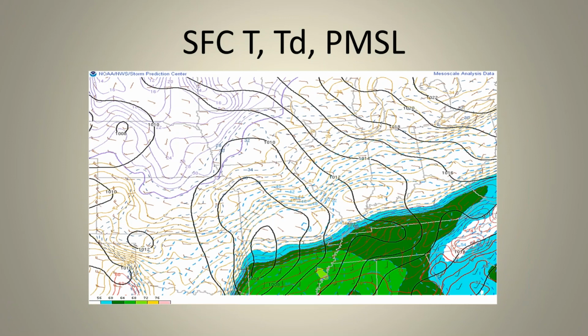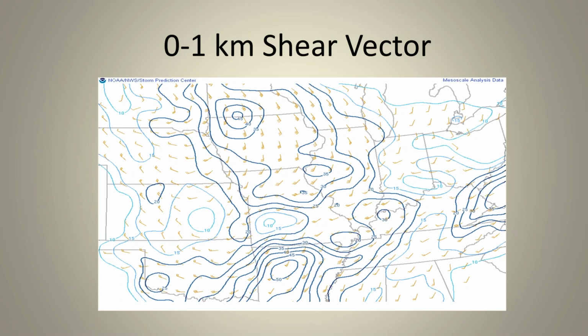Standard convention labeling for all these SPC meso page plots. 0 to 1 kilometer shear vector. Notice a very strong maxima back to the west across northwest Arkansas of areas of 50 knots 0 to 1 kilometer shear. As you go further east, it drops off considerably.